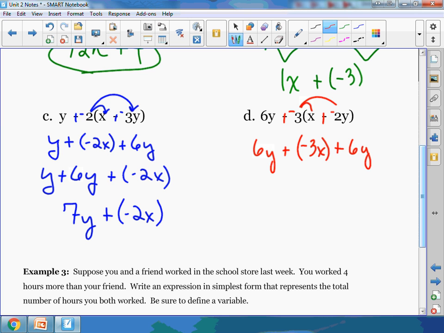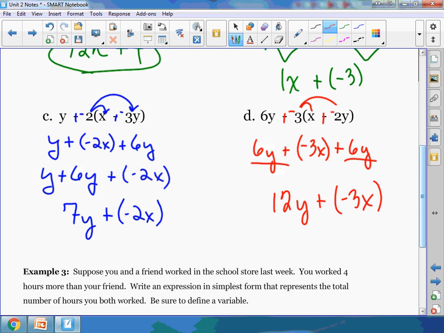Misty? Like terms are right here and here. And you get, this becomes 12y. Go ahead, Misty, what's left? Added -3x. So for those of you that had 12y minus 3x, it's the same thing. That's an equivalent expression.